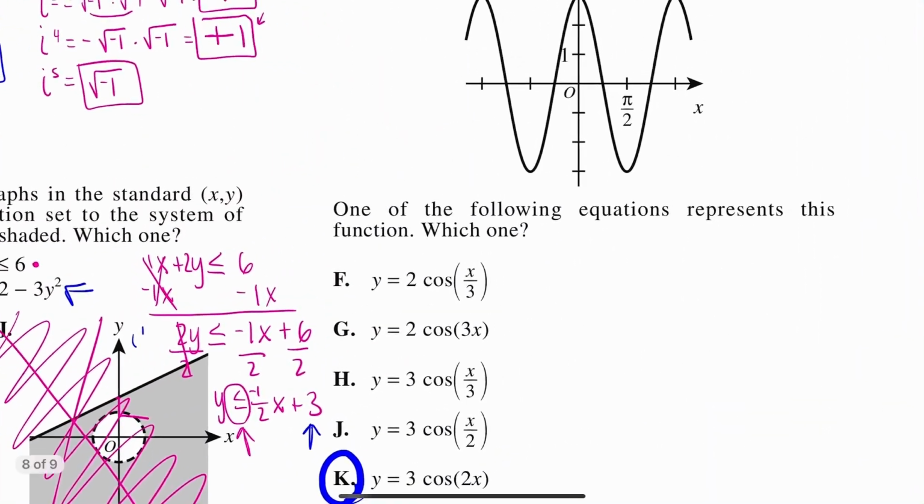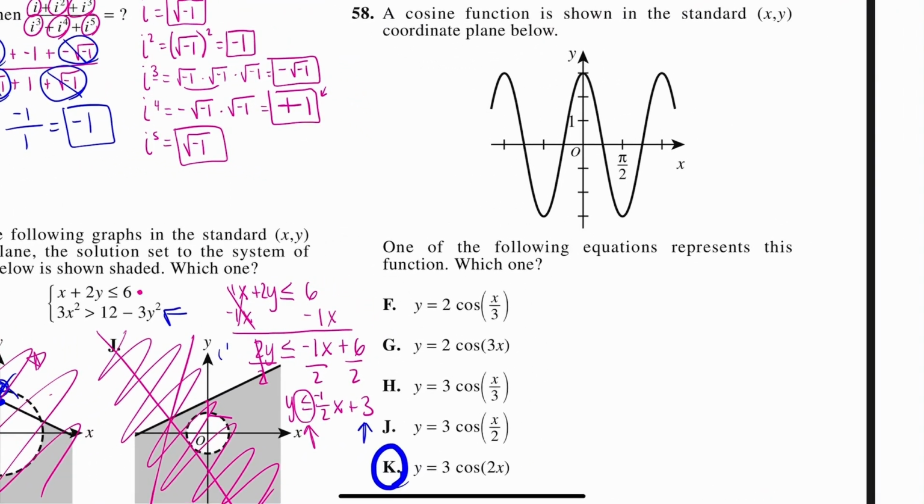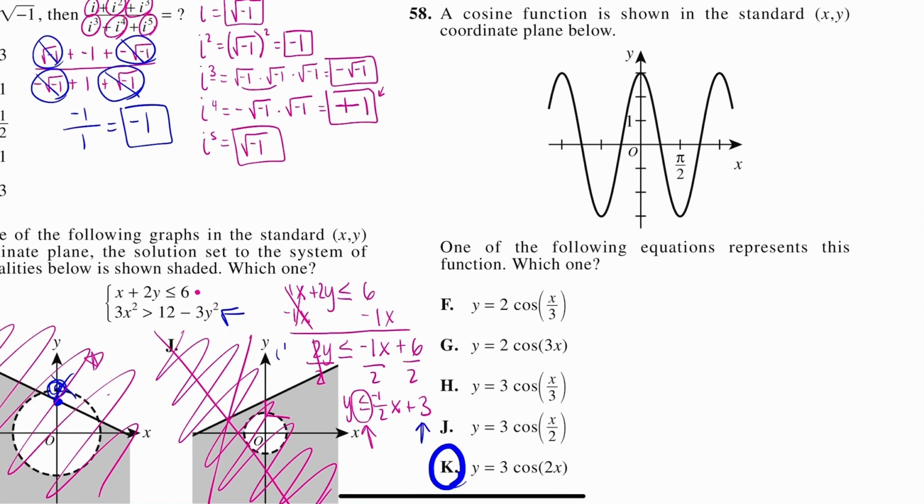All right, next one. A cosine graph. Lots of graphing on this last page. A cosine function is shown in the standard coordinate plane below. Which of the following equations represents the function? Well, we know it's a cosine. So the standard parent function, without stretching or anything, is y equals cosine of x.